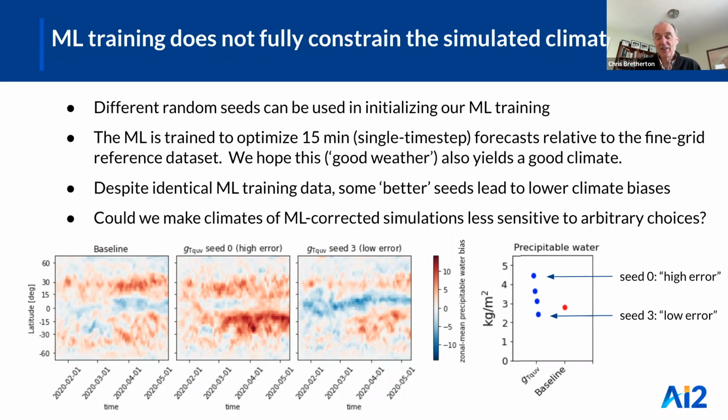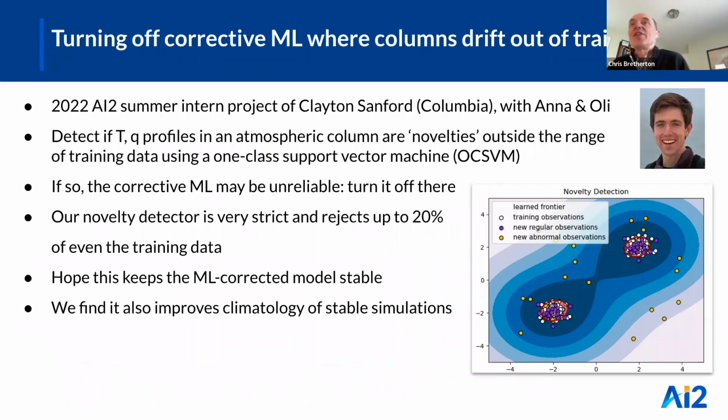So this is a little bit disturbing, right? Because all of these models are trained on the same data using the same protocol. You don't really want them to be as different as this. And it turns out that some of this difference seems to be associated with the machine learning going out of sample. Basically, the problem is, we train our machine learning on nudging tendencies, which come from reference simulations, which have a particular climate. And if the climate is different than that, then it's possible that the machine learned tendencies are no longer reliable. So one thing you can do, and this was work of an intern at Columbia, Clayton Sanford, and we're still working with him to get this finally published, is to try and detect if the temperature and moisture profiles go out of sample.